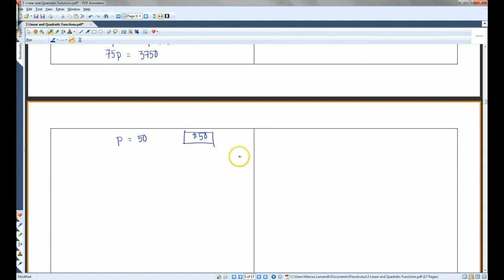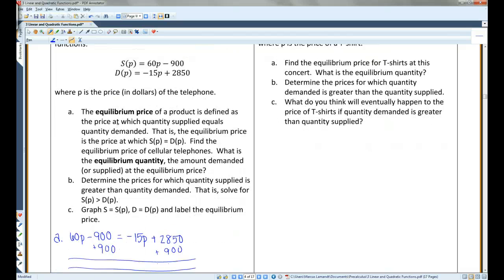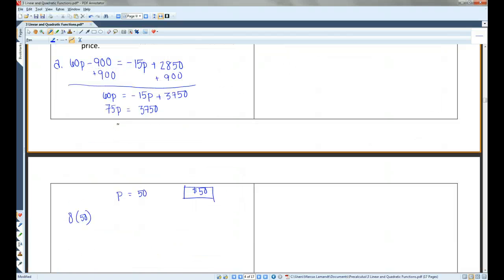The equilibrium quantity is what you get when you plug 50 into one of these equations. Let's plug it into the supply. S of 50, 60 times p minus 900. That's going to give me 2100. I'll put the rest of this on the next video.